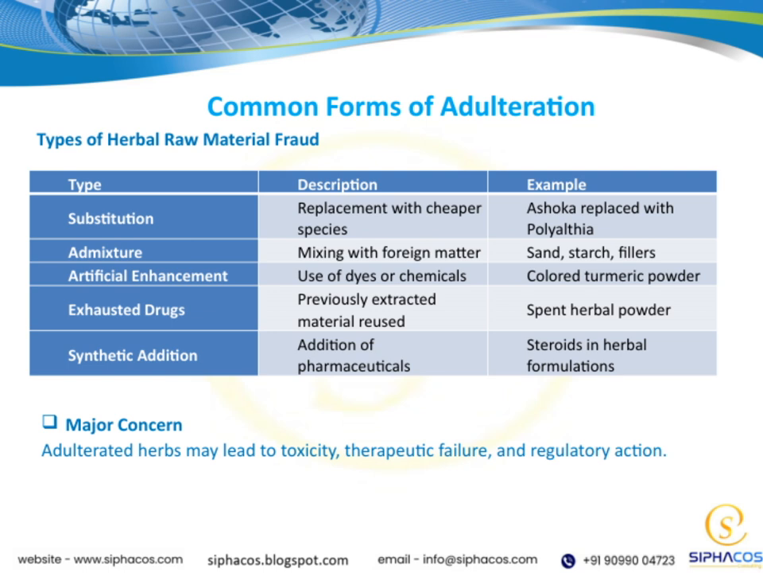There's also the issue of exhausted drugs, where previously used herbal material, like spent herbal powder, is reused to cut costs, but this can reduce efficacy and safety. Lastly, synthetic addition involves adding pharmaceuticals such as steroids into herbal formulations, which can be dangerous and lead to serious health issues. Overall, these are some common forms of adulteration seen in herbal raw materials, and recognizing them is key to ensuring safety and efficacy in herbal products.